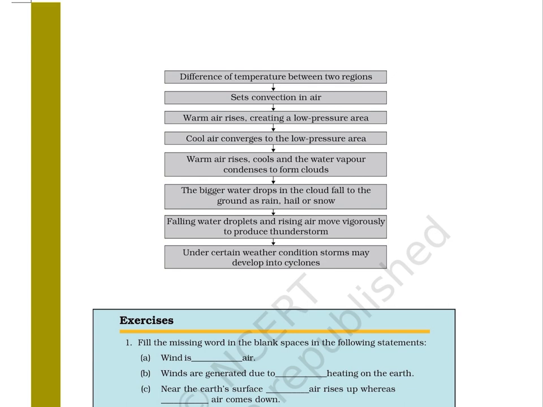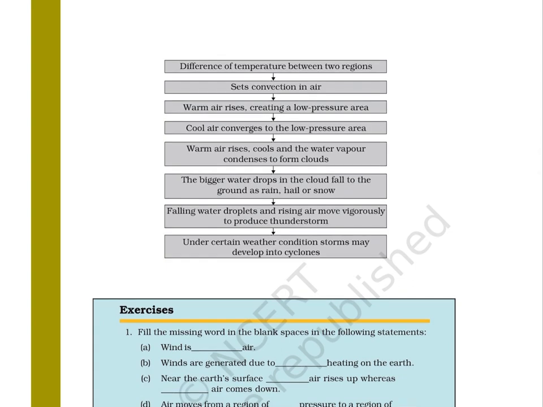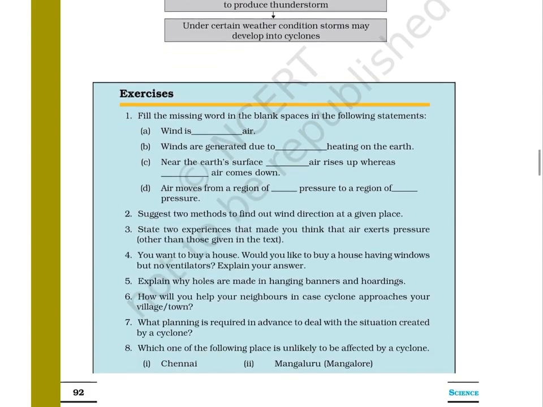Warm air rises, cools, and the water vapor condenses to form clouds. The bigger water drops in the clouds fall to the ground as rain, hail, or snow. Falling water droplets and rising air move vigorously to produce thunderstorm. Under certain weather conditions, storms may develop into cyclones.